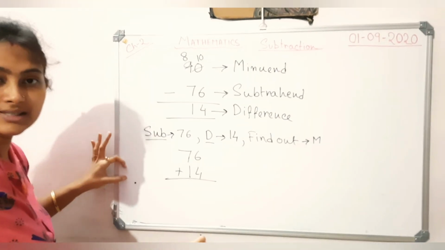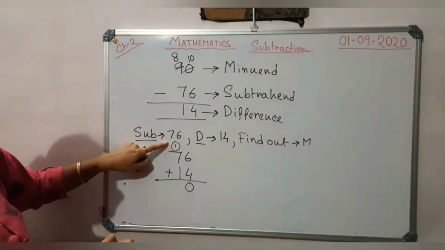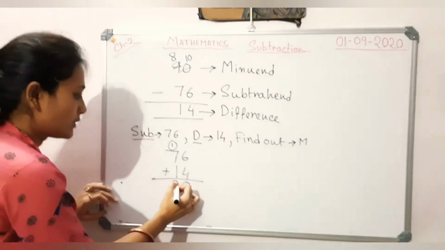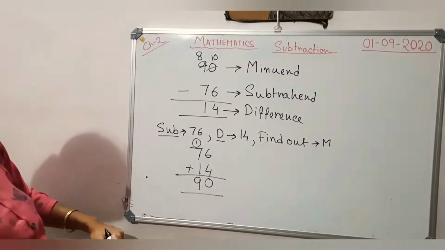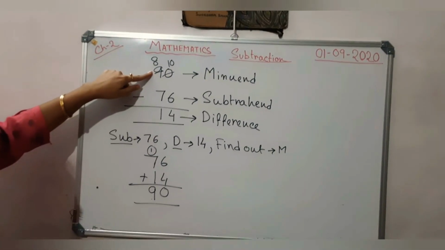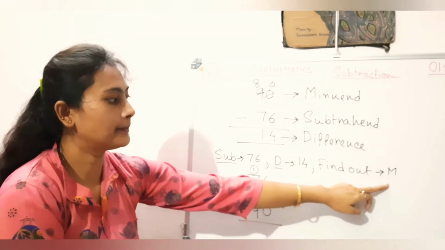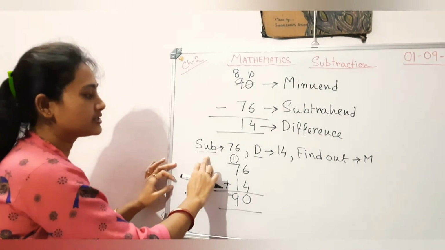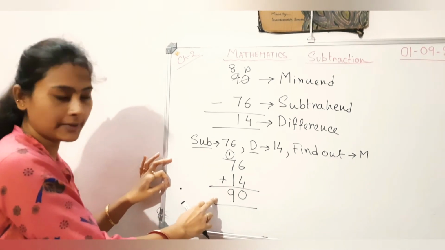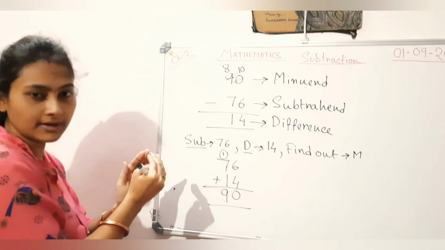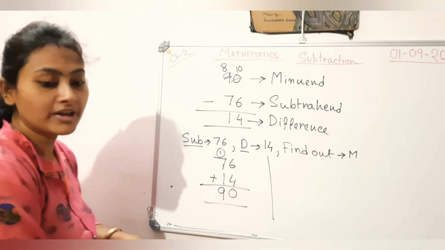6 plus 4, how much, students? 10. Yes, very good. 0 is here, 1 is carried forward. Now 7 plus 1, 8. 8 plus 1, 9. 90. So I got 90, and this 90 is my minuend. As you can see, 90 was given as our minuend. So my answer is correct. I got the minuend by addition of the subtrahend and difference. I have added these two to find my minuend. As you know, the subtrahend is the smaller number and the minuend is the greater number. This was one procedure.